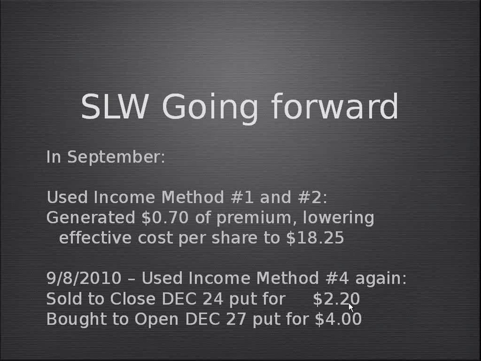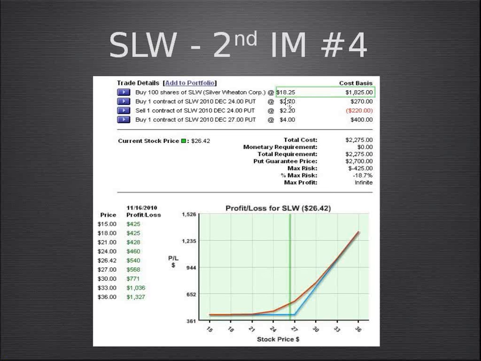Sold to close the December 24 put for $2.20 and bought to open the December 27 put for $4. Well, it's a difference there of $1.80. I'm paying another $1.80 into this position, but I'm guaranteed a 3-point higher payout. Okay, so we had our cost basis down to $18.25 just for the shares of stock. That includes the roll of income method number 4.